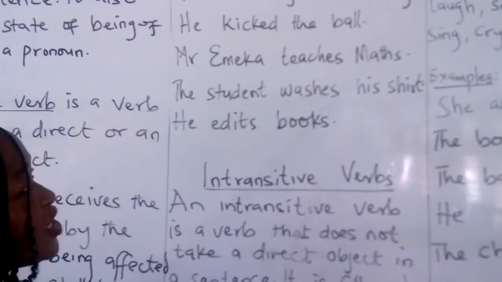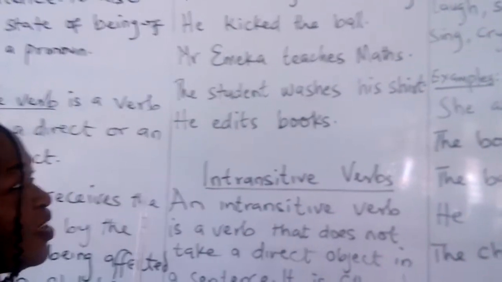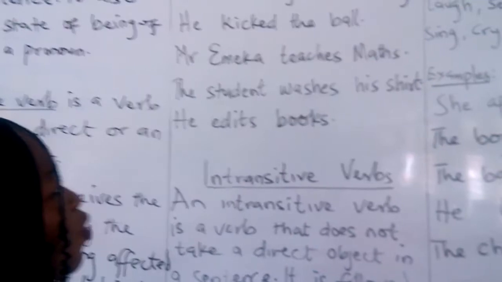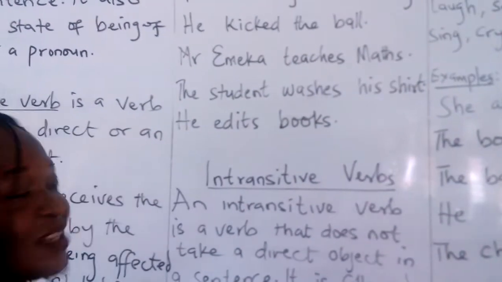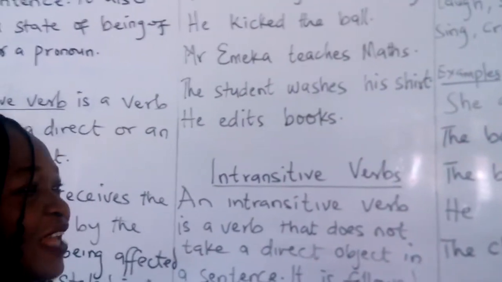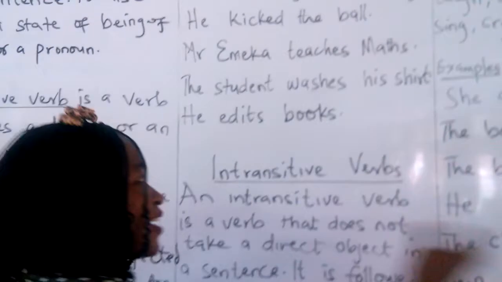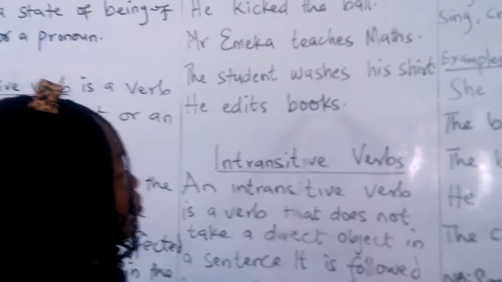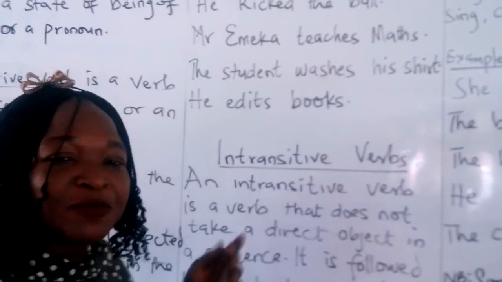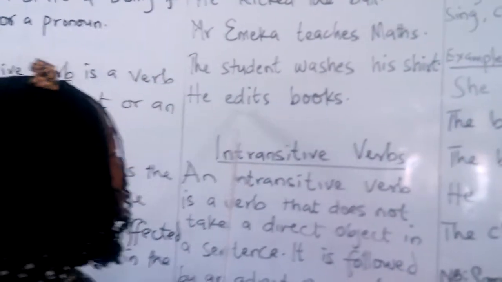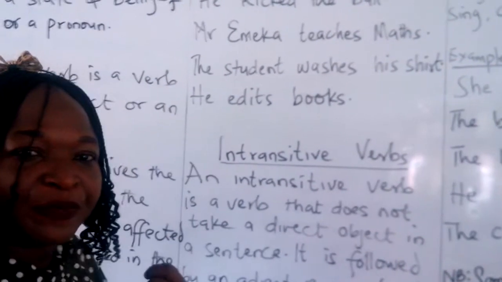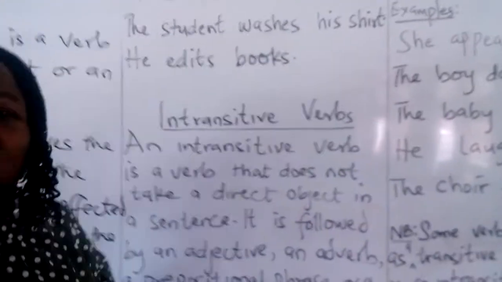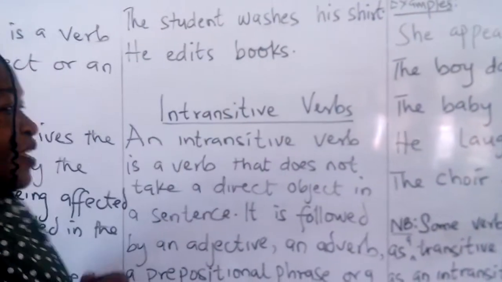The student washes his shirt. His shirt is the object in the sentence, while washes is the transitive verb. The action is transferred directly to his shirt, right? He edits books. Books is the object in the sentence, while edits is the transitive verb. Let's see the opposite of transitive verbs.